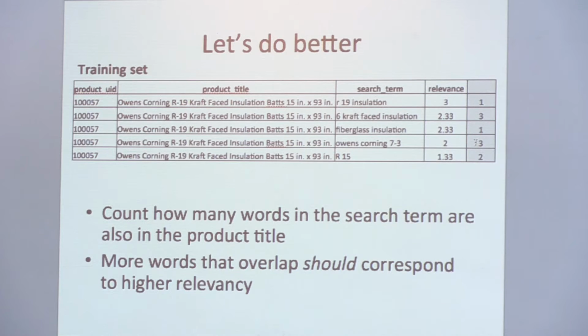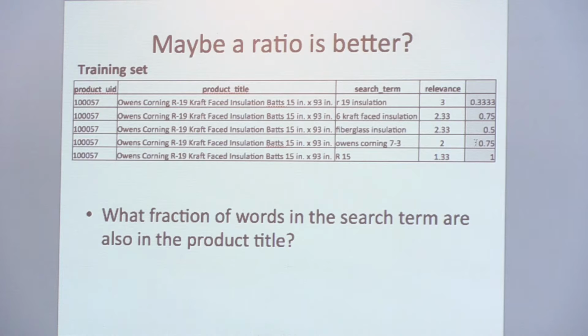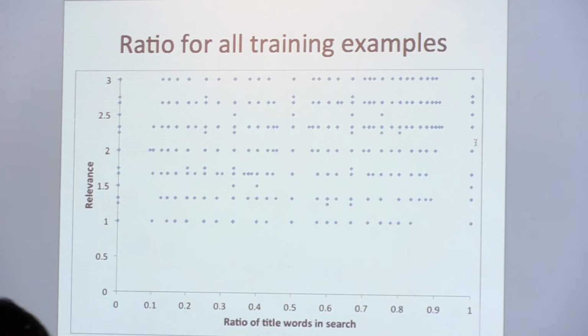So maybe we need to do a ratio. Maybe it's not the number of words; it's the fraction of words that are similar between the two of them. And again, that's not really a great predictor. So maybe this is a bad example I've picked. Let's take a look at the entire data set and look at the ratio of overlapping search term words for the whole set. And you can see again that it's not really great. It's kind of random. It's all over the shop. So the fraction of words that overlap doesn't really look like it correlates that well.